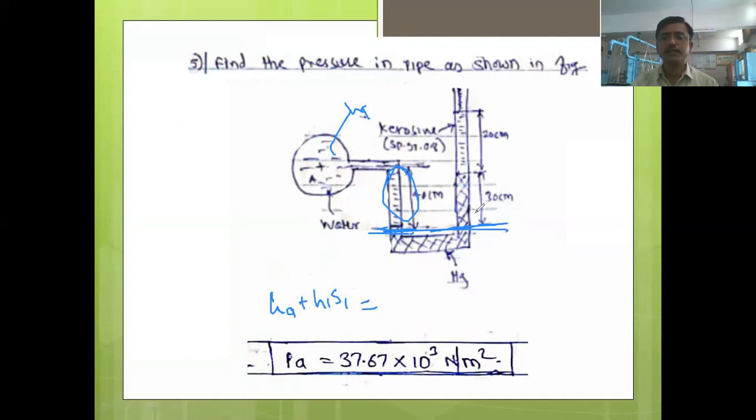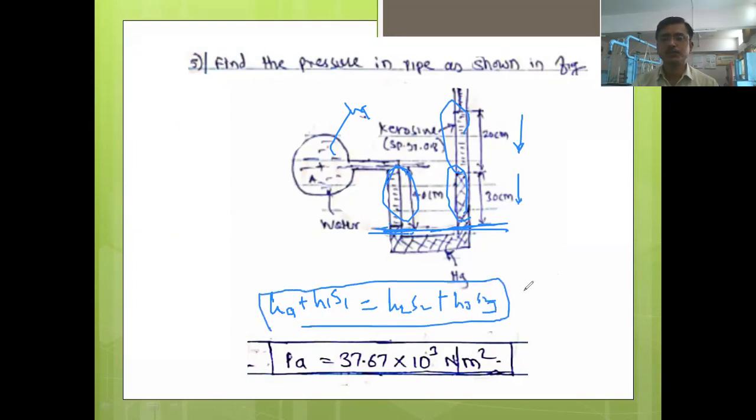Now on the right side, the right limb above the datum, what are the heads? This one is there and this is another head. In which direction will the weight or pressure intensity of both of these act? In the downward direction. So here I can write H2S2 plus H3S3. So this is the equation that we have to use to solve this problem. Take this H1S1 on the left hand side, it will become minus H1S1, right? HA is equal to this equation, and the remaining part is just the calculation part.